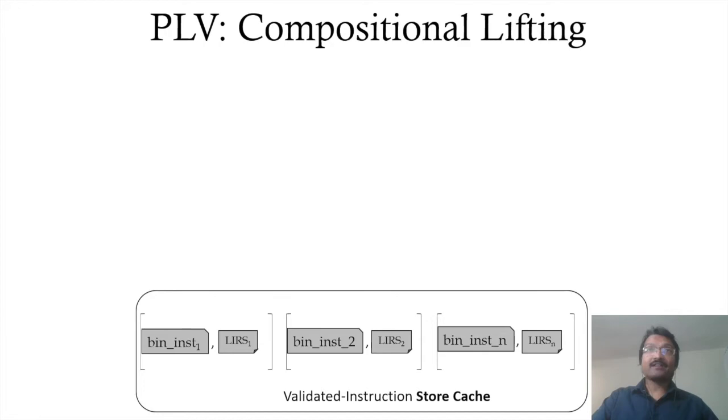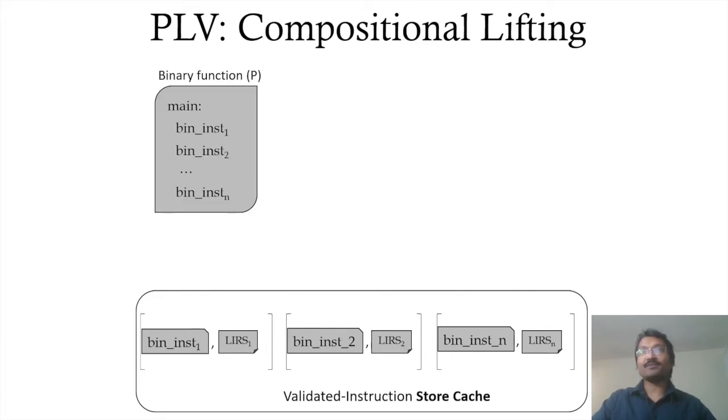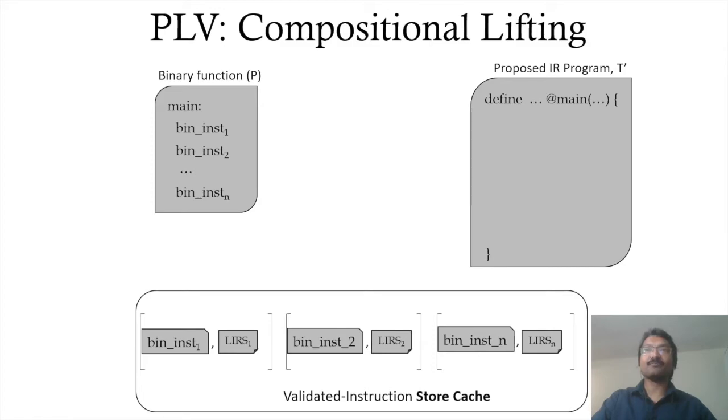From my prior explanation of single instruction validation phase, we are aware of the store cache which is populated by that phase with the validated pair of binary instruction and the corresponding lifted IR sequence. Assume that the store cache as shown here is just an instance of it. As before, we have the binary program P, and our goal is to come up with a reference IR program T bar, which we can later match for equivalence with the original lifted IR program T.